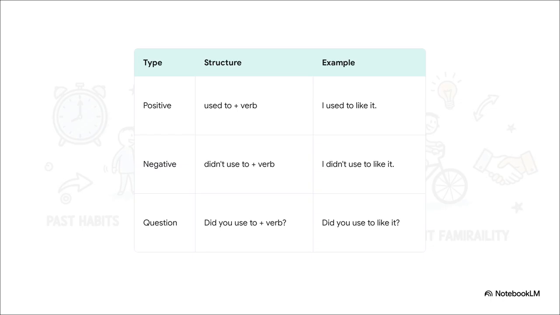Okay, pay attention here, because this is where a lot of people trip up. It's a super common mistake. When you're making a negative sentence or asking a question, that little D on the end of used just vanishes. It becomes didn't used to and did you used to. Why? Well, because the word did is already doing the heavy lifting. It's already showing us it's the past tense, so use can just chill out in its base form.